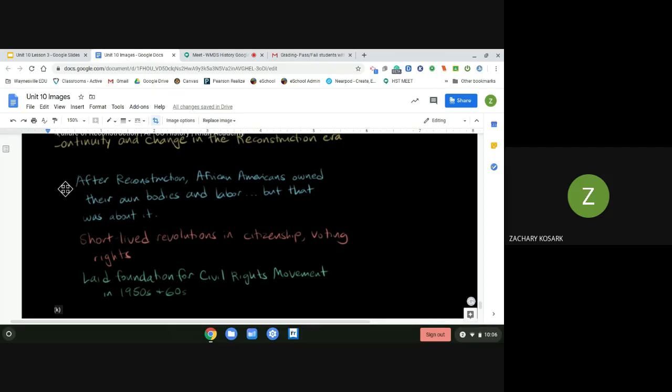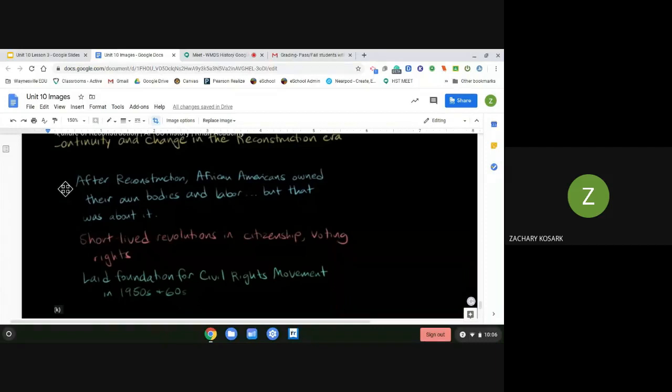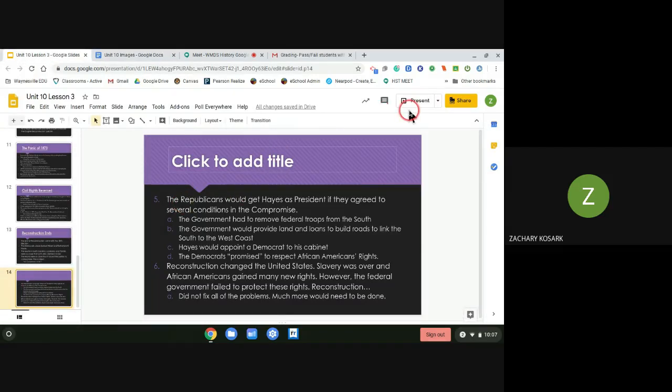It was very short-lived. 10 years of revolutions in citizenship, voting rights, getting African Americans in Congress. But then after the Compromise of 1877, all of that kind of goes away. However, these amendments, the 13th, 14th, and 15th Amendments, do lay the foundation for that civil rights movement in the 1950s and 60s. So there are some successes, but Reconstruction does not go nearly far enough to have lasting change for African Americans throughout the 1800s and early 1900s.